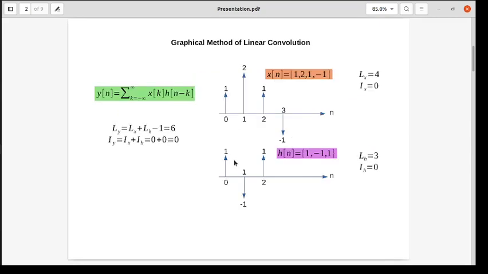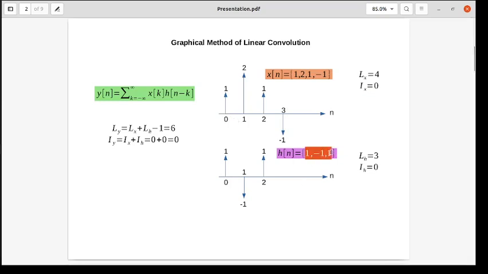Now, to consider the graphical technique, I'm taking this example of x[n] and h[n]. x[n] is the sequence 1, 2, 1, minus 1. There are 4 sample points, that's why Lx equals 4, the length of the x[n] sequence. The starting index of x[n] corresponds to the first term, and this term appears at n equals 0, because there is no arrow below any term, which means the first sample point corresponds to n equals 0. The picture shows the signal itself: for n equals 0, the value is 1; for n equals 1, the value is 2; for n equals 2, the value is 1; for n equals 3, the value is minus 1. So the starting index of the sequence x[n] is 0.